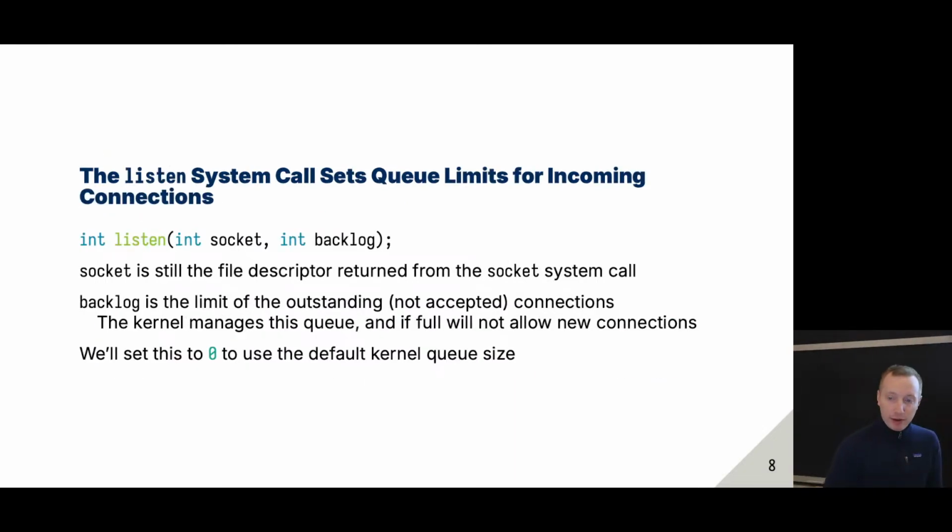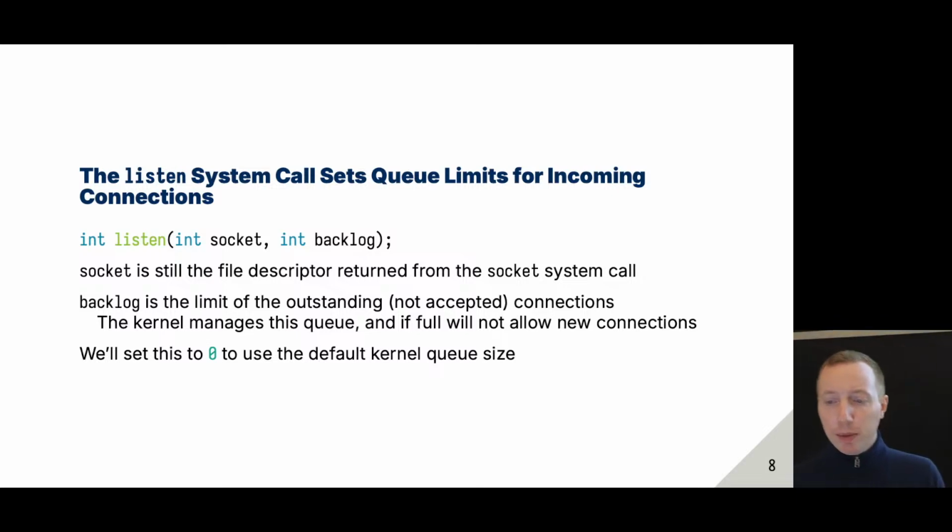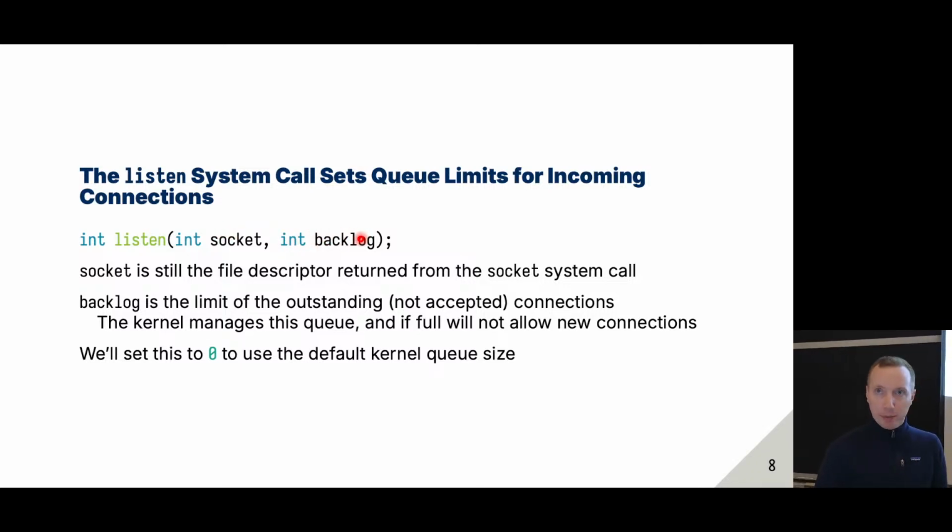So the listen system call all it does is set queue limits for incoming connections. It takes the socket that you have bound to some name and then takes a backlog. The backlog is basically the queue depth that the kernel will maintain. So it's just the limit. If you pass it a 0, the kernel will take the default limit and handle it for you.